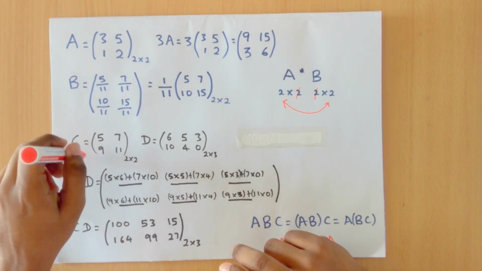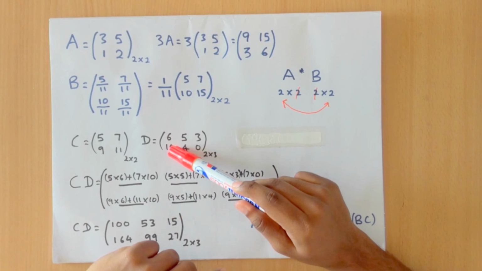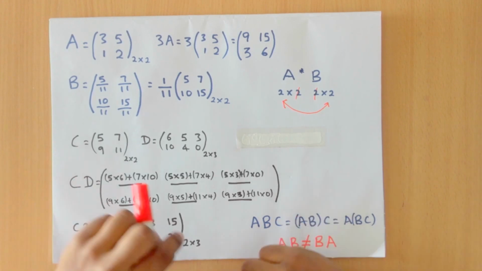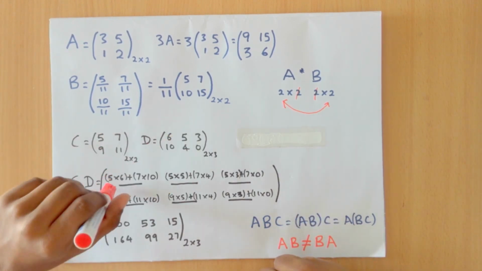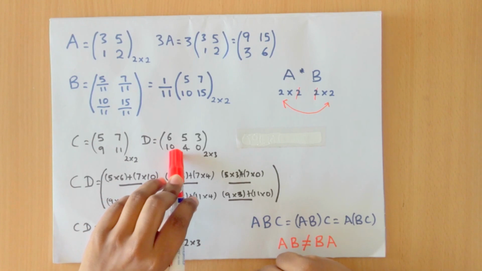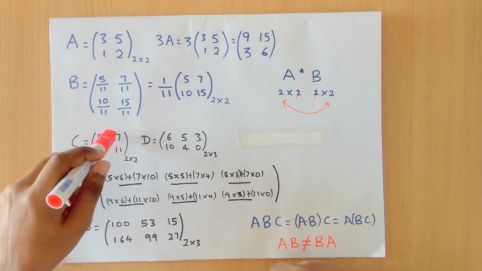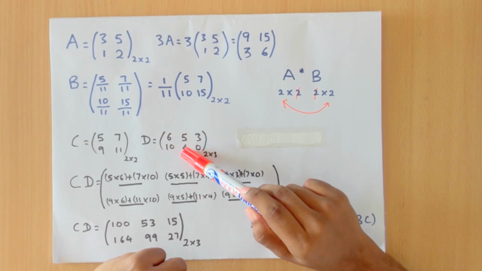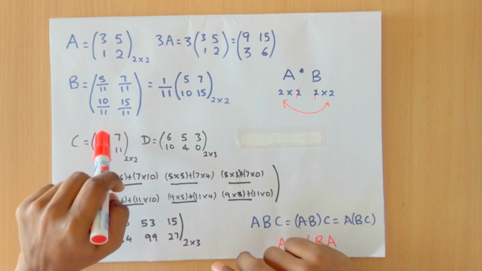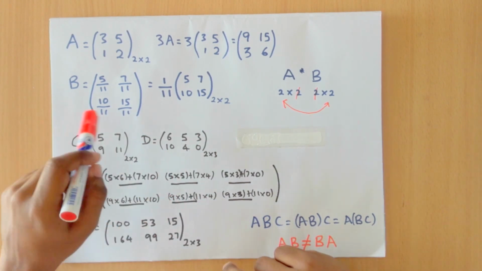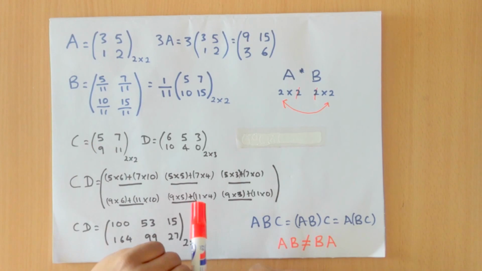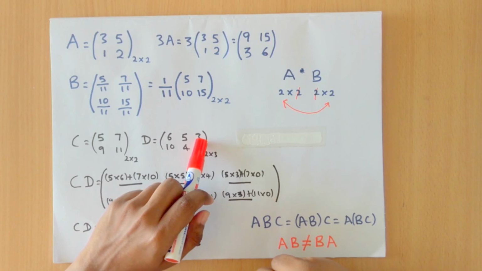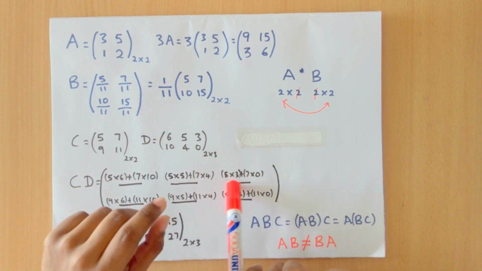First we multiply the first row of the first matrix with the corresponding elements of the first column of the second matrix. So that would be 5 into 6 plus 7 into 10. That would be the first element. Then we multiply the first row of the first matrix with the second column of the second matrix. So that would be 5 into 5 plus 7 into 4. Then we multiply the first row of the first matrix with the third column of the second matrix. So that would be 5 into 3 plus 7 into 0.